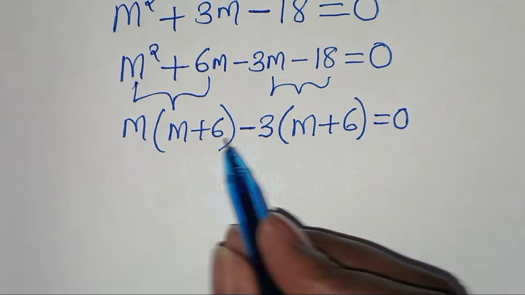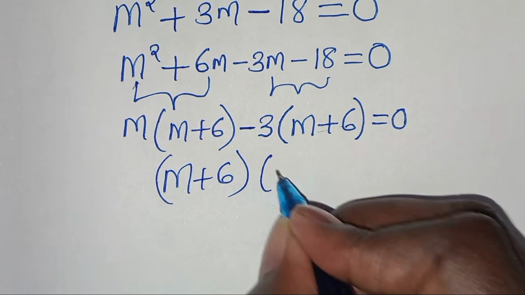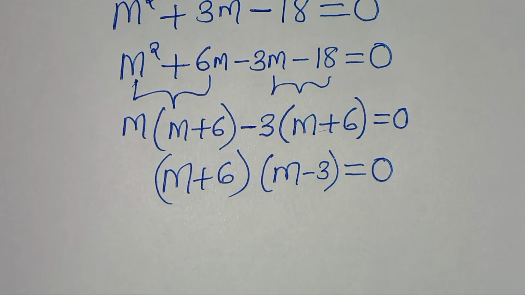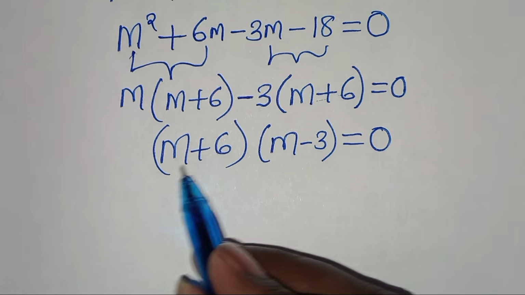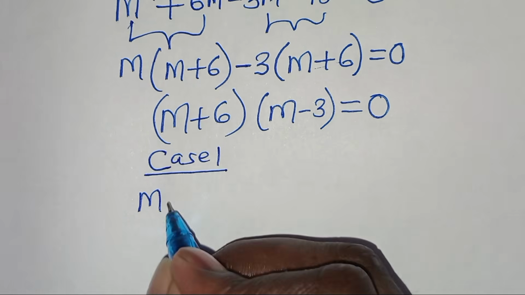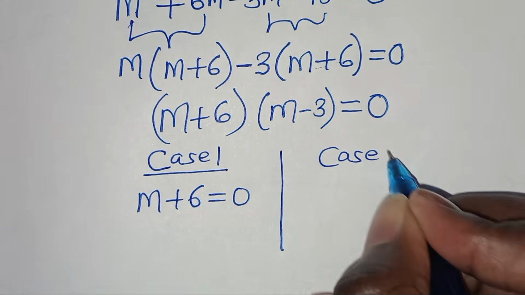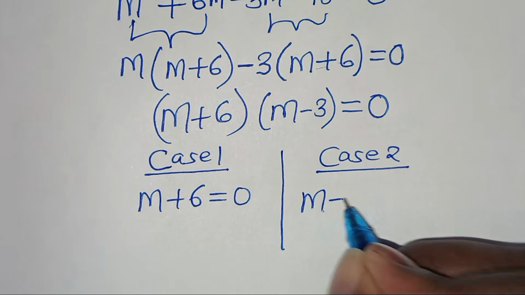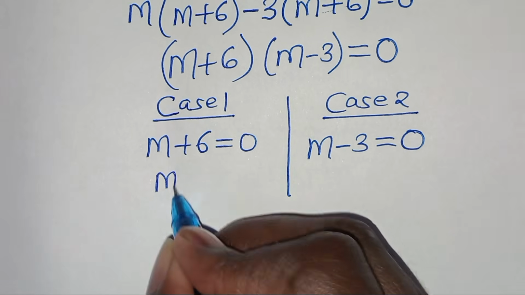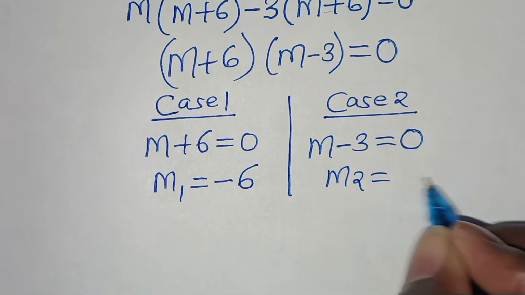So we have m plus 6 is common. So this is m plus 6. Then we have m subtract 3. This is equal to 0. Now, we have got two cases here. In case 1, we have m plus 6 equal to 0. And in case 2, we have m subtract 3 equal to 0. Now, we have that m1 is equal to minus 6, and m2 is equal to 3.